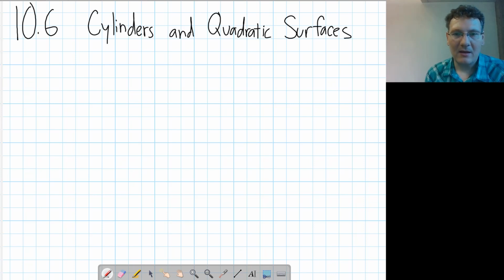All right. So we're going to be looking at some 3D surfaces now, and these are all going to be surfaces where the equation that defines them typically has squares in it. So for the cylinders and quadratic surfaces, when I say squares, I mean variables squared. You'll see what I mean. So first off, we have cylinders.